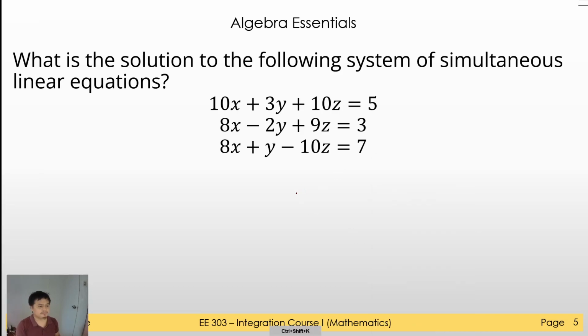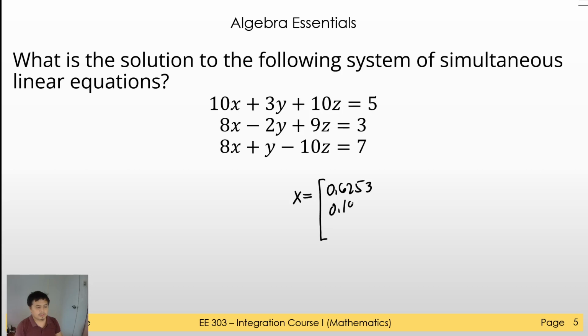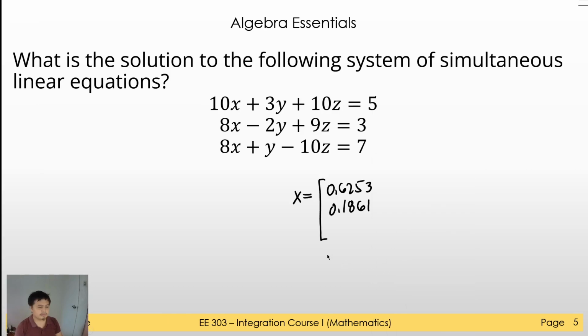So x is equal to, we have a vector here, 0.6253, and then 0.1861, and then negative 0.1811. Okay, so basically this is your x1, this is your x2, and this is your x3. Wherein we have here x, y, and z. So we can write this as x, y, and z.